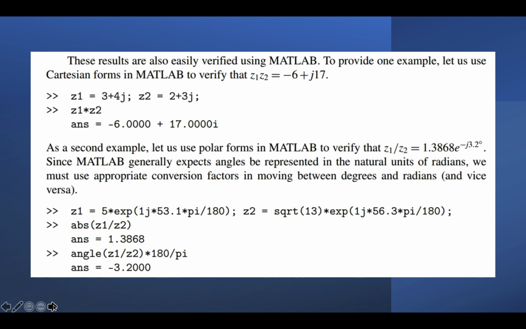Likewise, MATLAB can really easily do multiplication. It can do it in either polar or rectangular form, and so that's illustrated here in this MATLAB script. The first part is just doing the rectangular form multiplication. The second part is doing that in exponential or polar form.